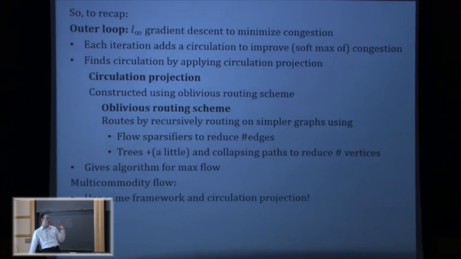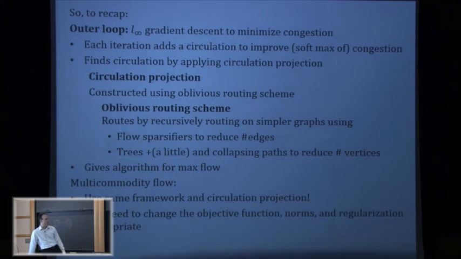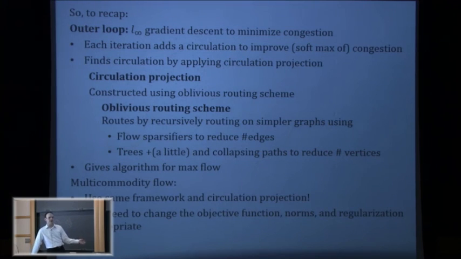Multi-commodity flow is really not much change. You use the same everything. You just change the objective function and the regularization and the norms. But you use the same circulation projection, write the right thing with gradient descent, and do it. So it's really not a major change. And you don't need to redo the combinatorial stuff. You can just redo the outer loop.